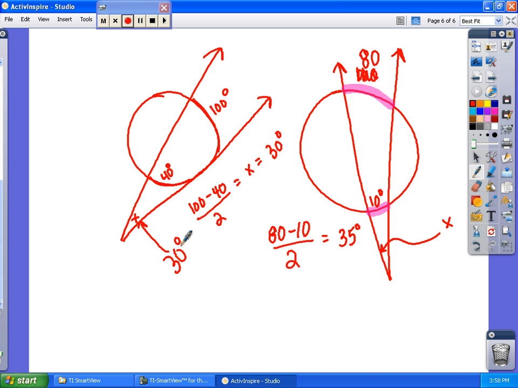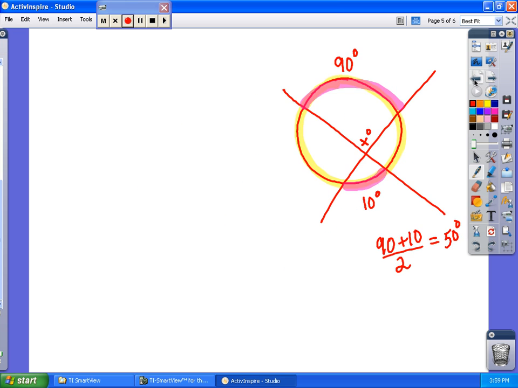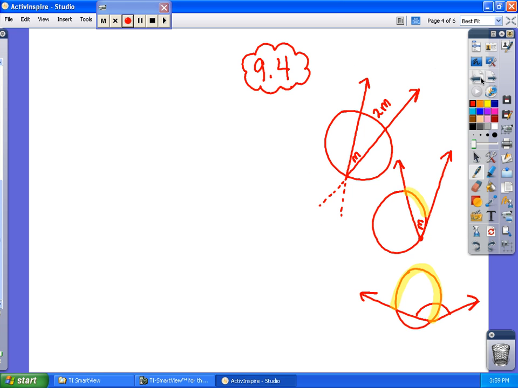So just remember that the rule is, when the intersection is outside the circle, you're going to subtract and divide by 2. When the intersection is inside the circle, it's the average of the two arcs it intercepts. And when the intersection is on the circle, it's the rule we already learned. The angle is going to be half of the intercepted arc. And that's Chapter 9.4.